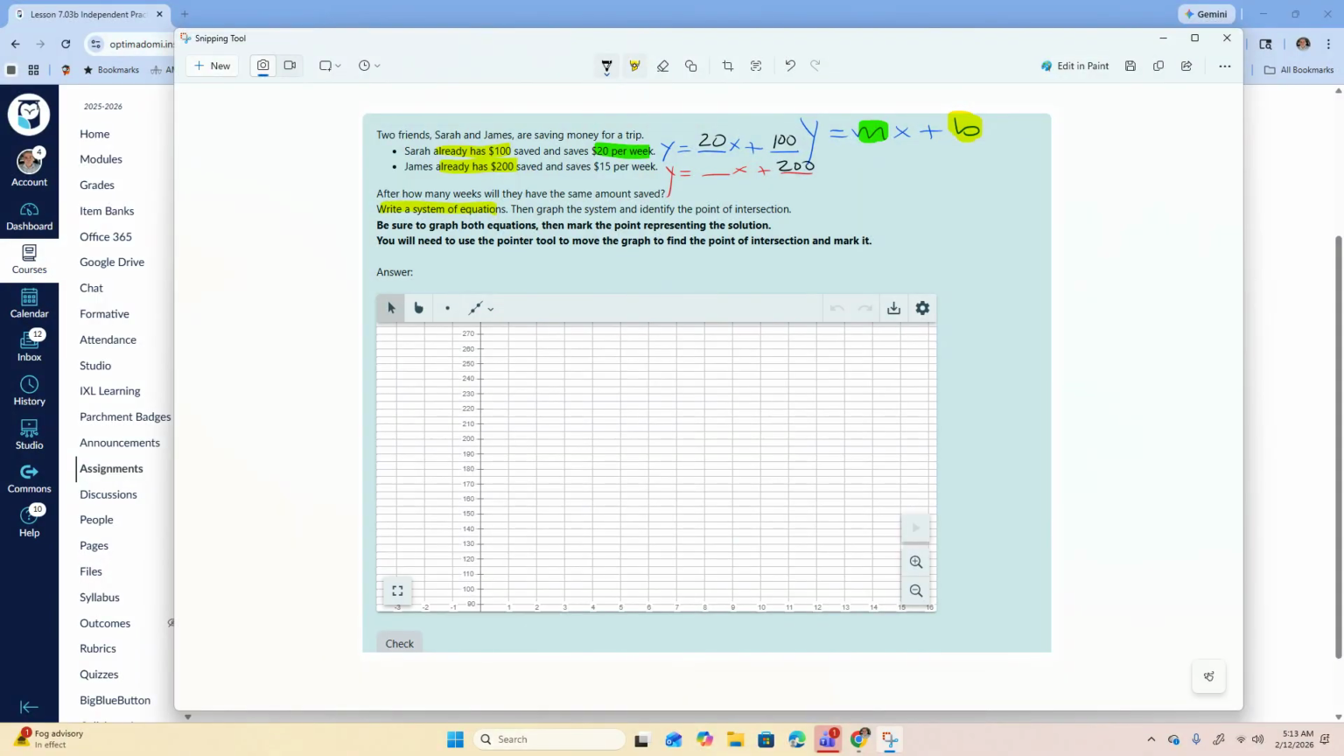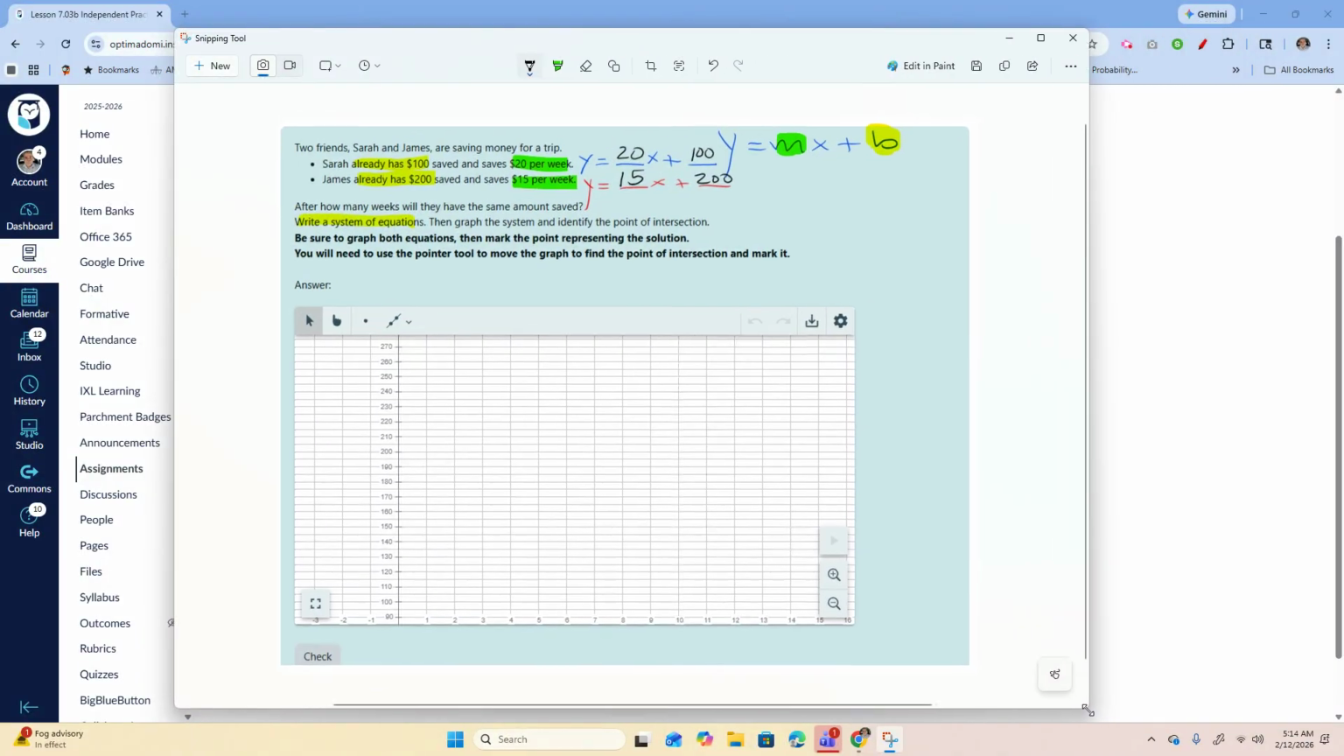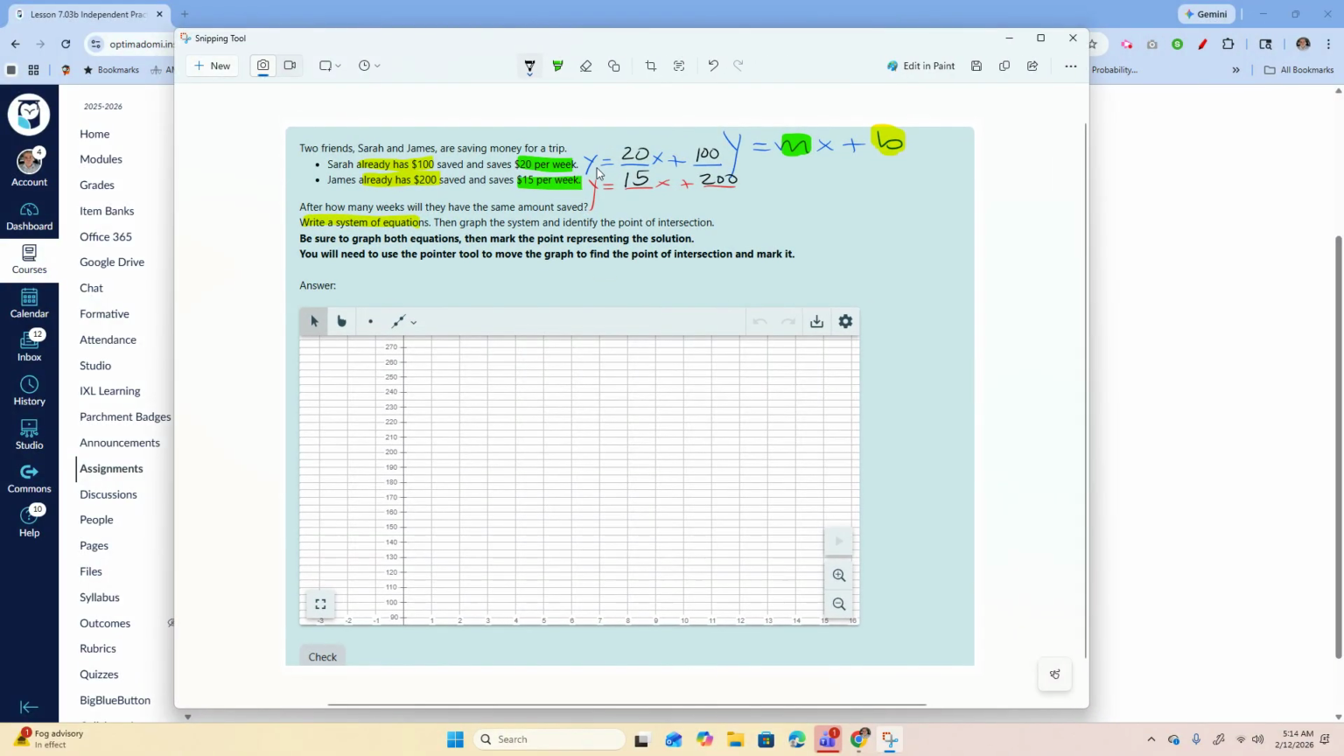And how much he's saving every week? If you read, it says that he saves $15 per week. So right there, that's my slope because that's how much is changing every week. $15 every week. Every week the amount of money that he saved is changing by 15. Okay. Once you have the equations, which you can see I have right here, what you're gonna do is graph. So I'm gonna do the first one, y equals 20x plus 100.